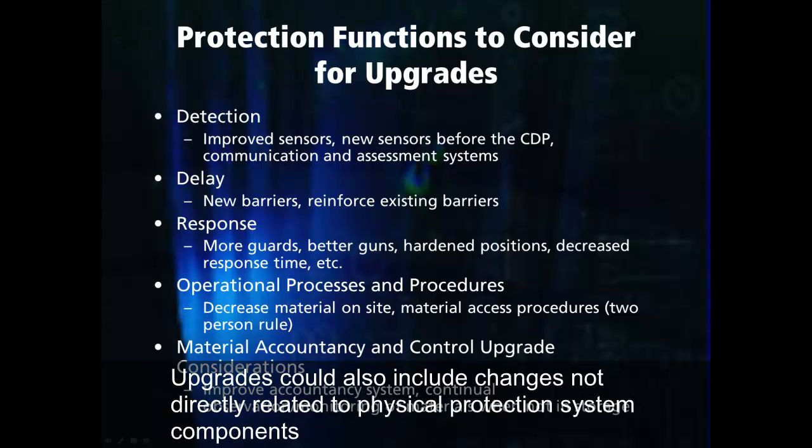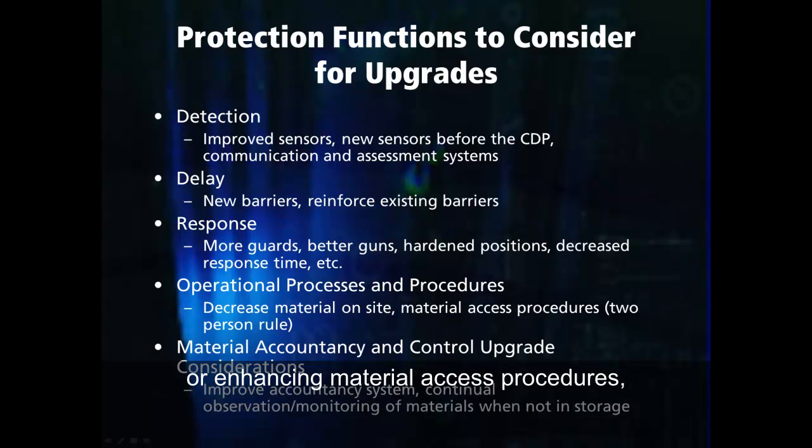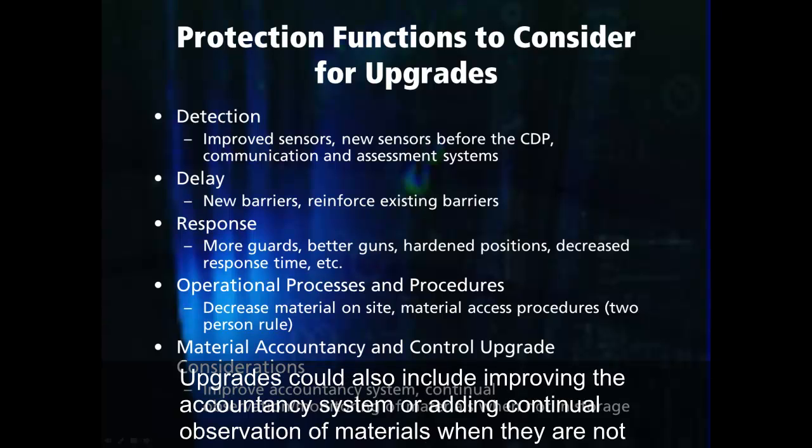Upgrades could also include changes not directly related to the physical protection system components. These may include things like decreasing the amount of material on site or in use during operations, or enhancing material access procedures, for example, installing the two-person rule. Upgrades could also include improving the accountancy system or adding continual observation of materials when they are not in storage.